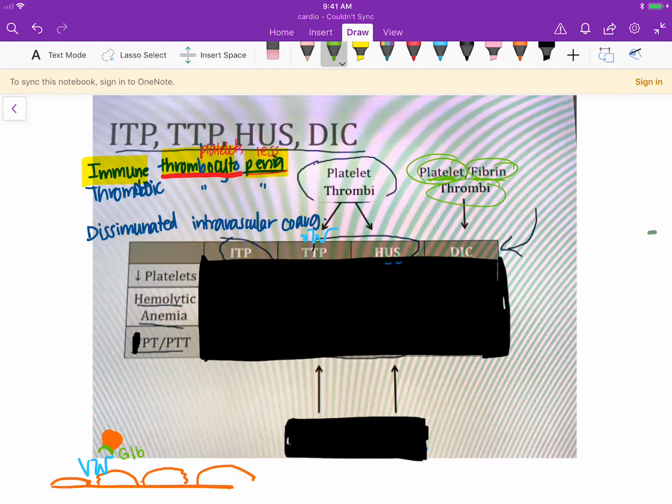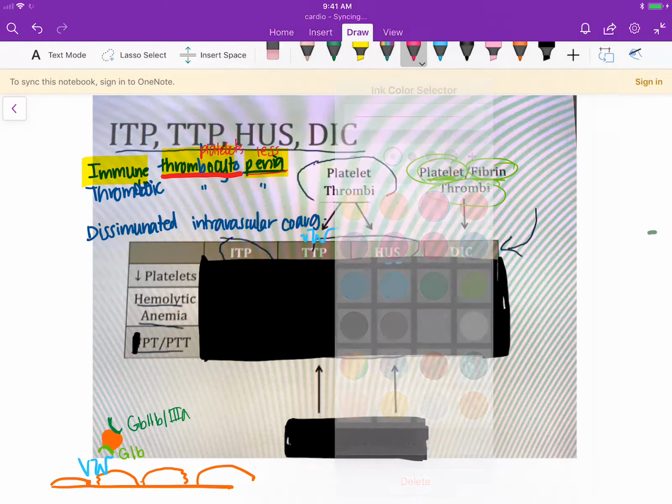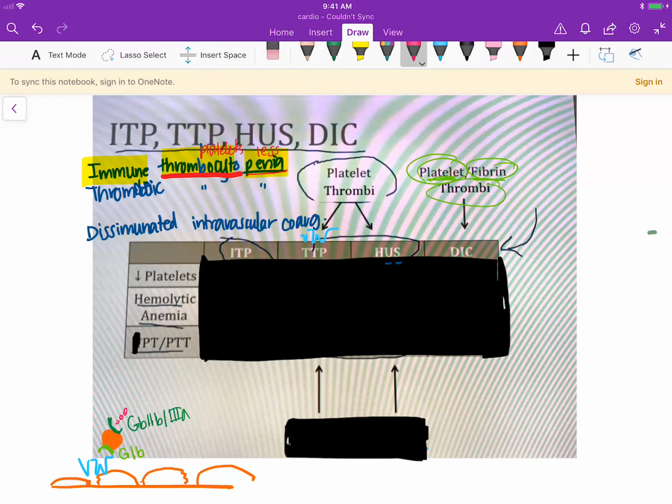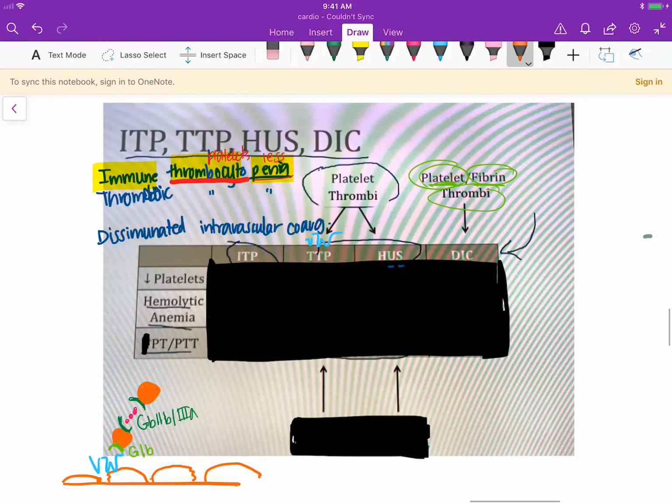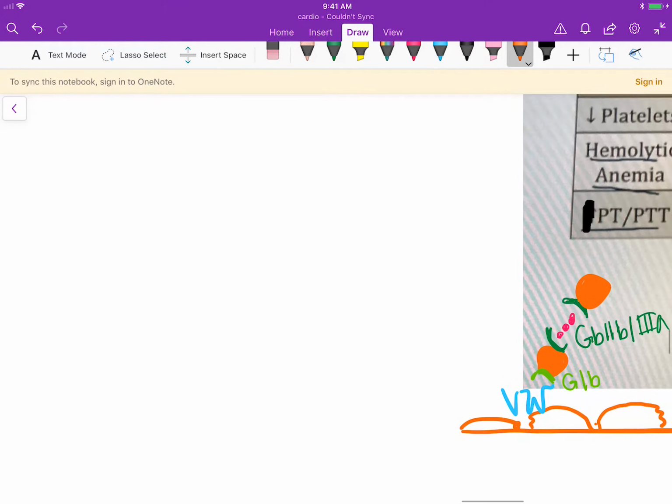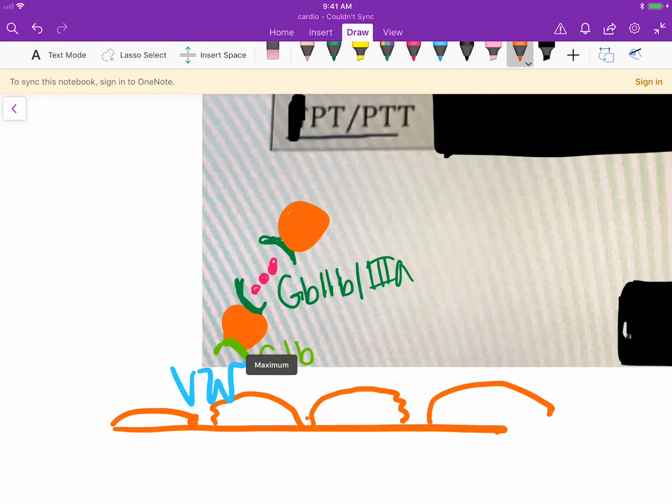The other side of the platelet has GP2B3A. Okay, think of it as just like a receptor. And in healthy tissue, what happens is that this binds to fibrinogen, and then it connects with another platelet. And this is how the platelet gets aggregated. This is what happens in normal condition right here. Normal condition, this is what's happening.